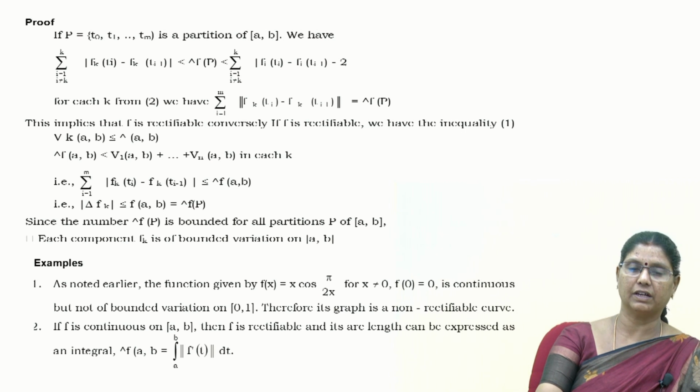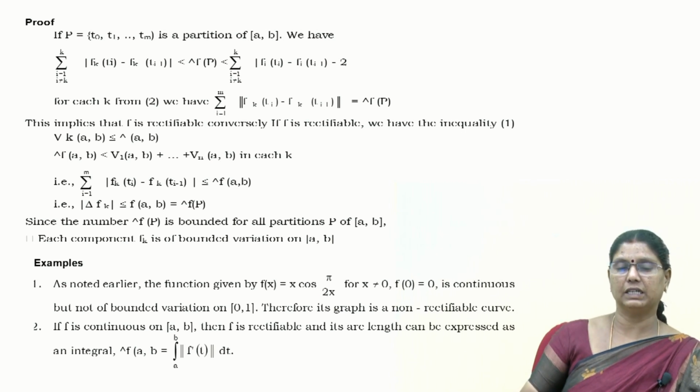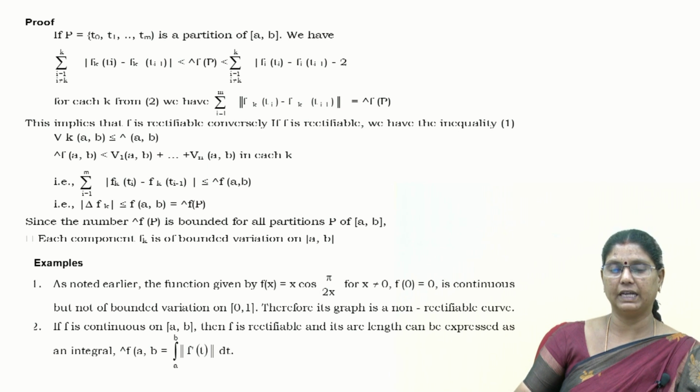Already the total variation we have defined. Similarly here we consider a partition P = {t0, ..., tm} of the closed interval [a,b], and we have the summation over i from 1 to n, i not equal to k, of |fk(ti) − fk(ti−1)| ≤ Λf(P), which is less than or equal to the summation over i from 1 to n of |fi(ti) − fi(ti−1)|, (2), for each k. From (2) we have |fk(ti) − fk(ti−1)| ≤ Λf(P).